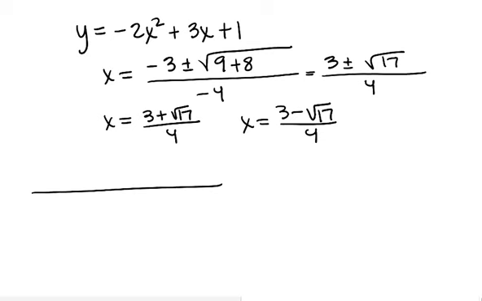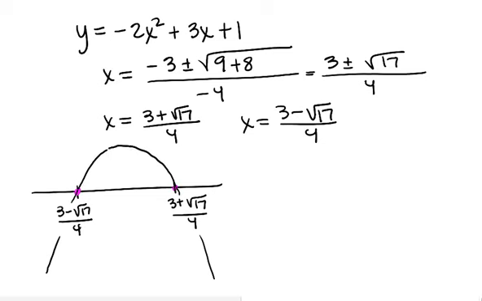All right, well, 3 plus the square root of 17 divided by 4 will be the bigger one. Then 3 minus the square root of 17 divided by 4 will be the lower one. And this is a downward opening parabola, so I will plot the zeros and draw a downward facing parabola through those points. And there I've got myself a good sketch.